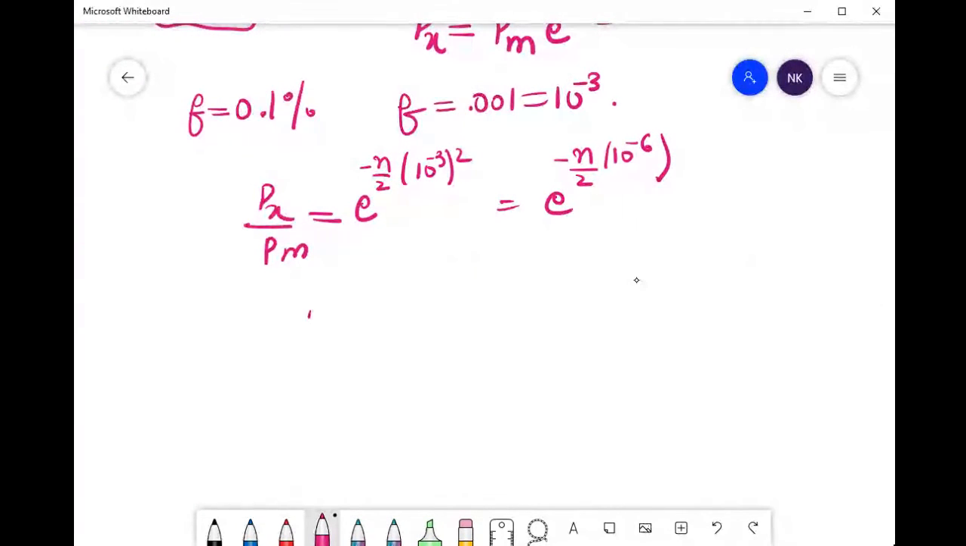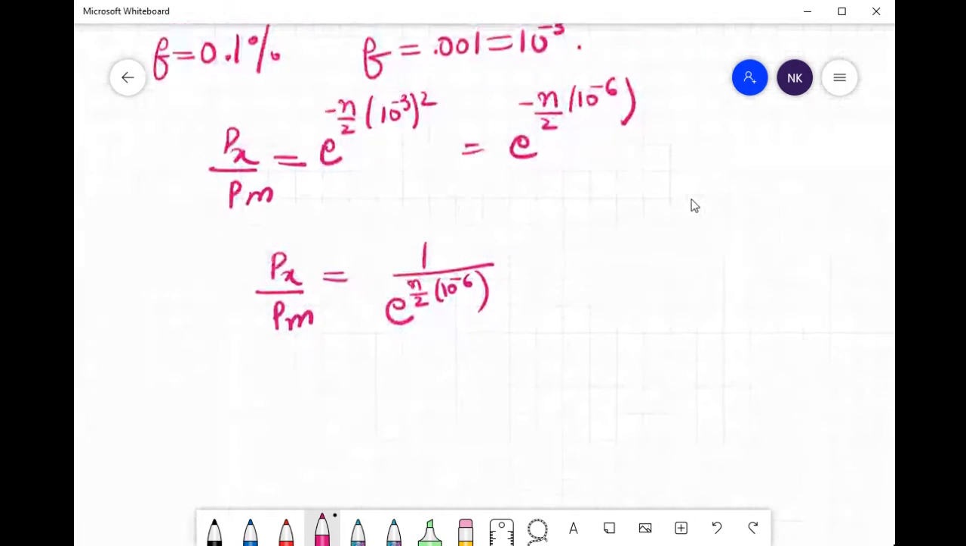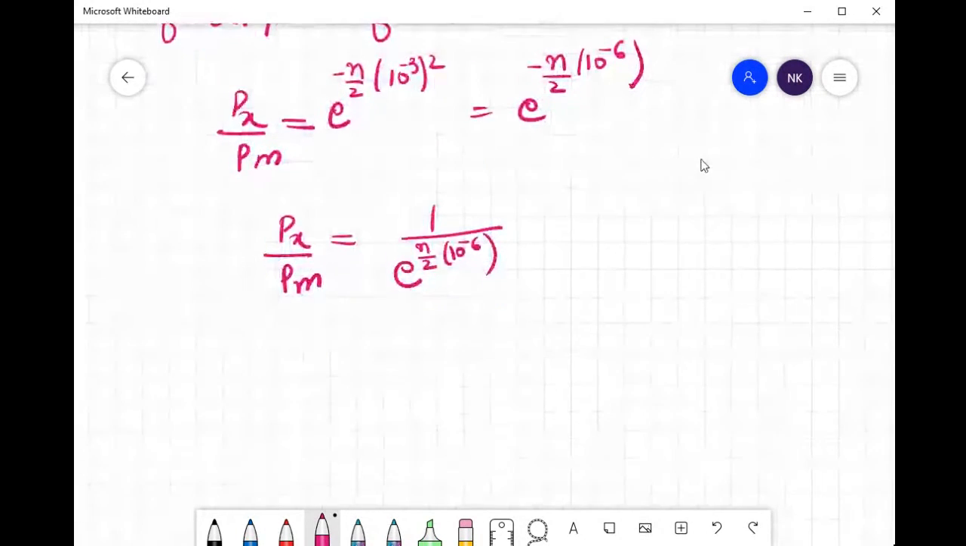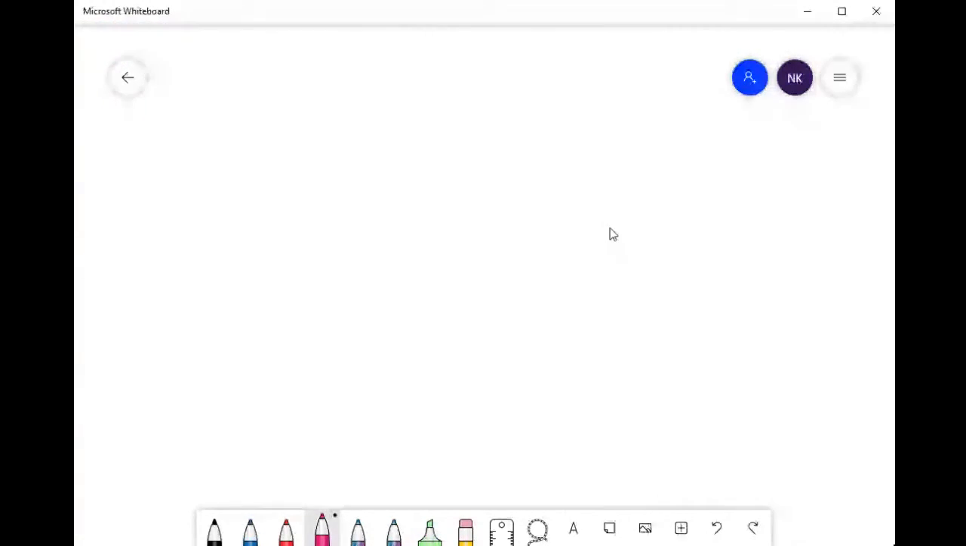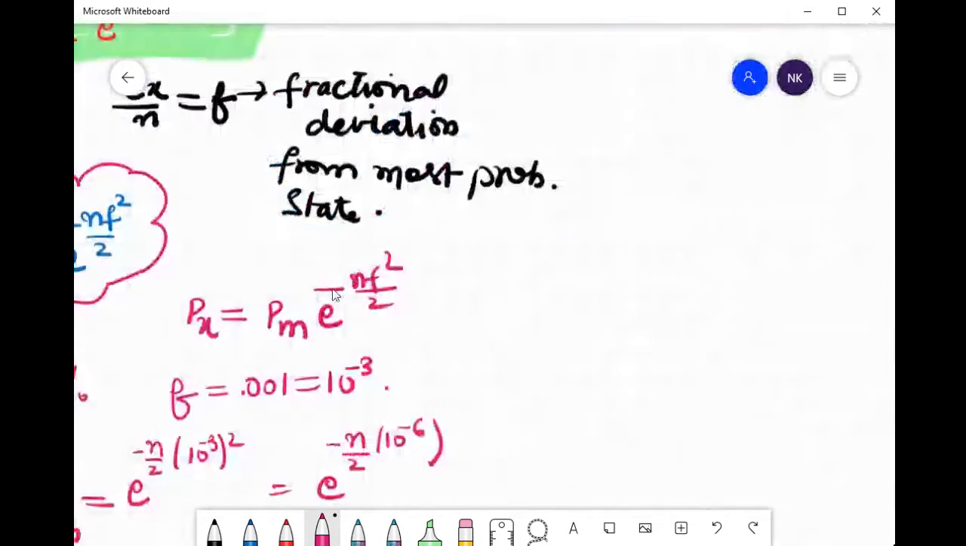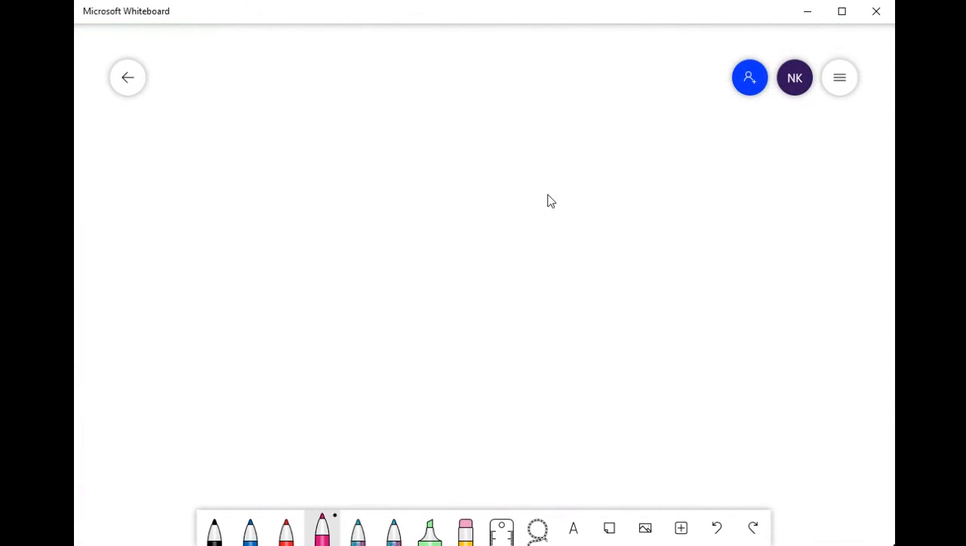Just 1 second. And px by pm is written as 1 upon e raised to n by 2 times 10 raised to the power minus 6. So this ratio is basically different for all the values. Suppose you have a small percentage, a fractional deviation of 0.1%.